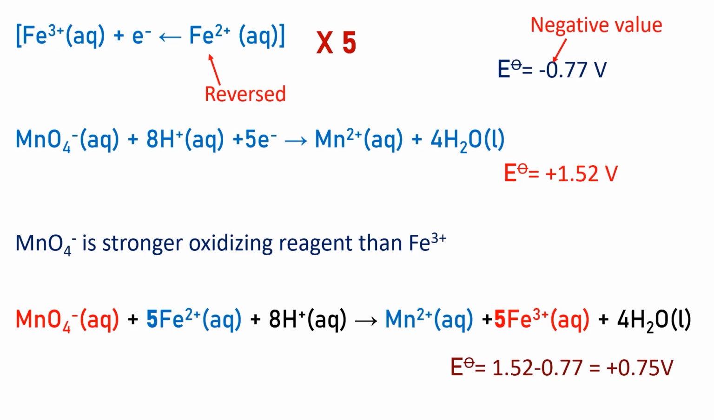The reason behind that is the standard electrode potential of permanganate is higher than the iron half equation. That is why it acts as a strong oxidizing agent and oxidizes iron 2 ion into iron 3 ion.